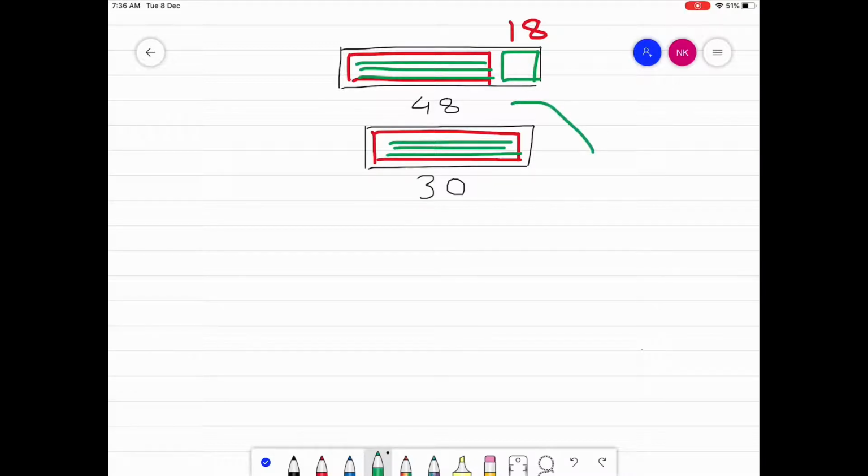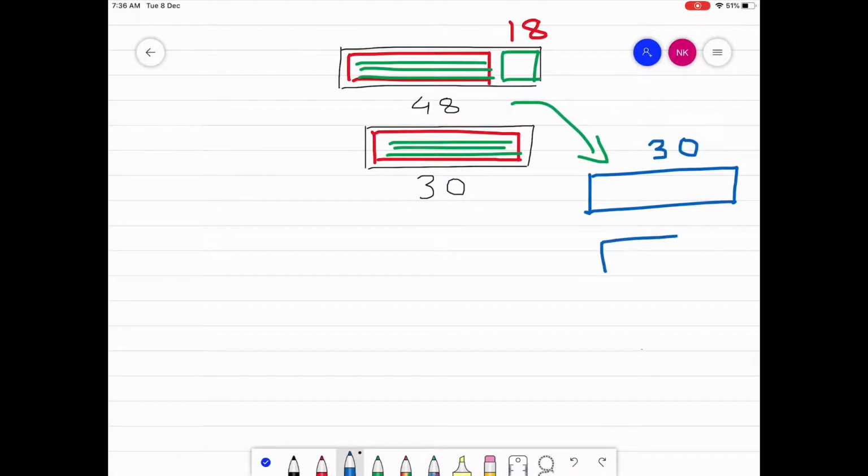So now this problem changes. We just need to find the longest tile which can fit into this rectangle of size 30 as well as this rectangle of size 18. Wow, so we've reduced the problem. Again, let's do the same thing. So obviously the longest tile which can fit is 18.